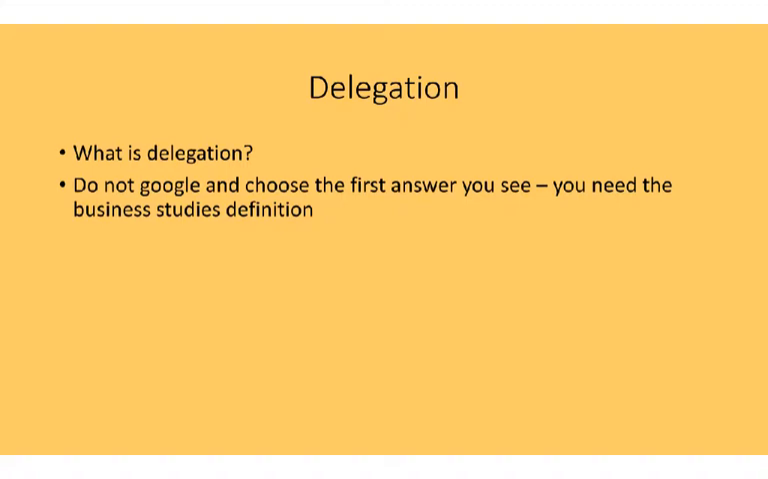Delegation then. Don't use Google and choose the first answer that you see. You need to use the business studies delegation definition. So this is when people delegate tasks to others. So it's basically somebody gives tasks and responsibility to somebody else that's usually lower down in the hierarchical structure. So for example, if someone's boss says to them, this is a task that I normally do, however, can you do it for me? That's delegating a task to somebody else, so it's giving them the ownership to complete that task.